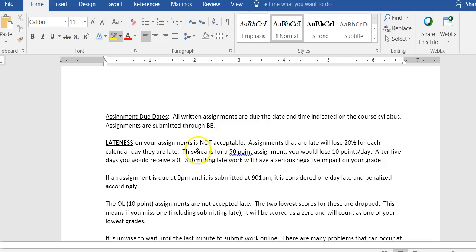Lateness, I don't accept assignments late, so you'll lose 20% for each calendar day they're late. If something's due at 9 p.m. and you turn it in at 9:01, it's considered one day late.